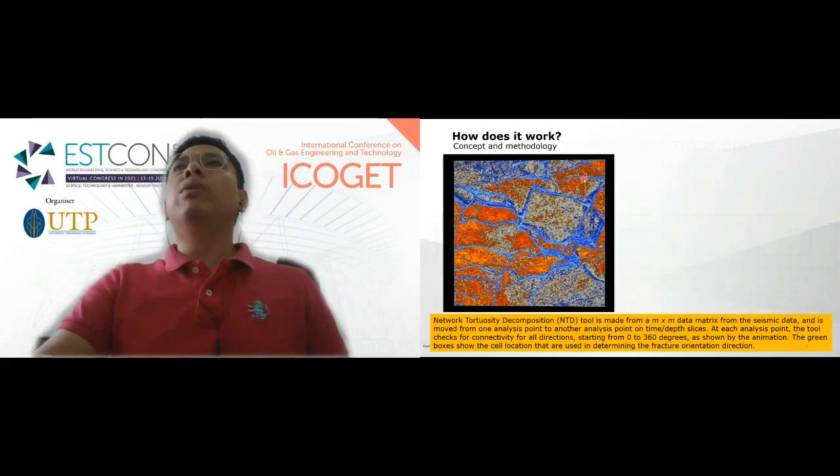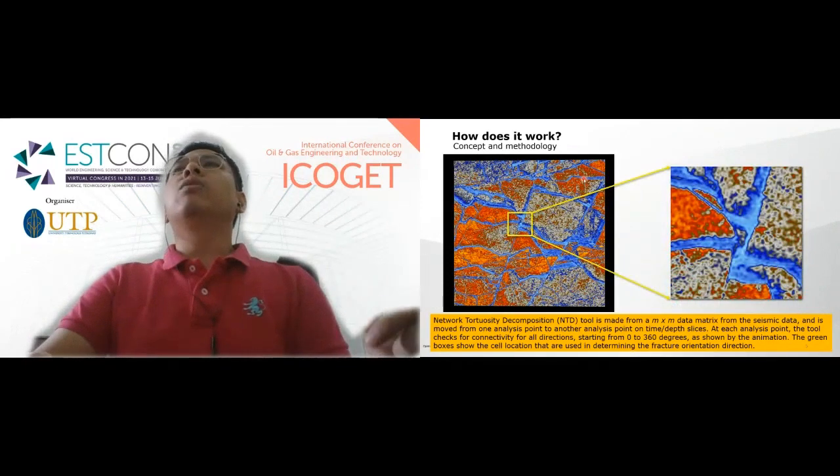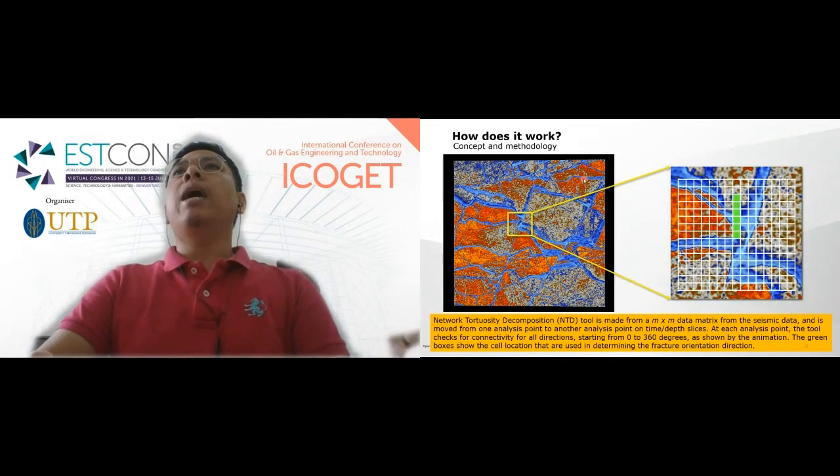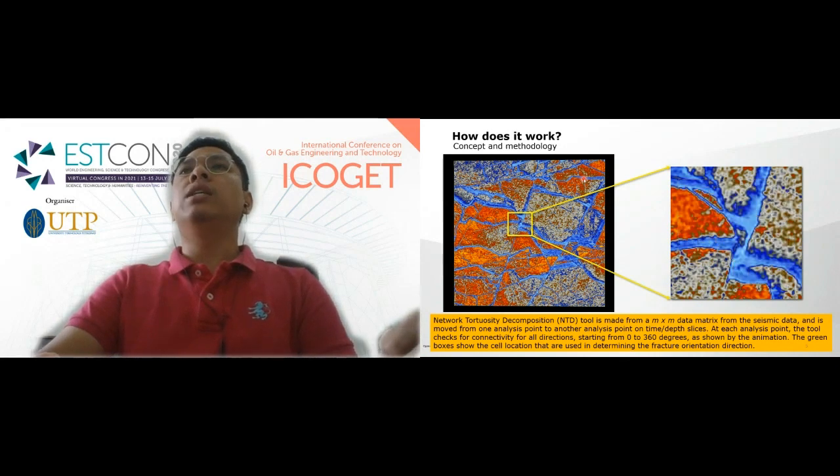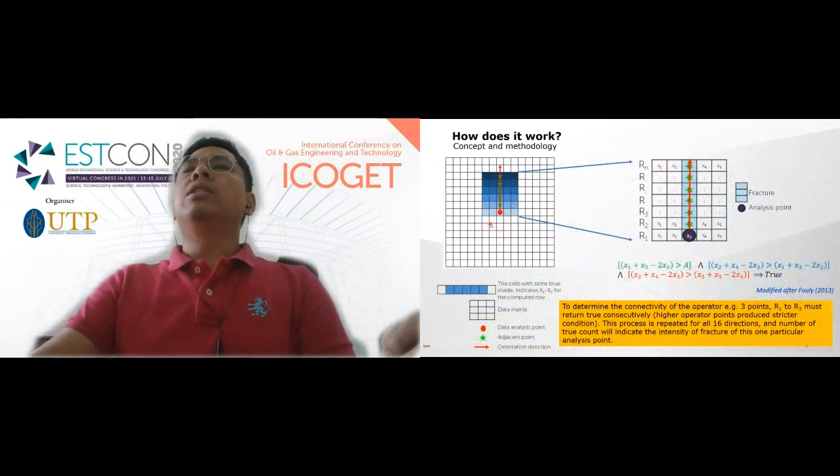First, the NTD operator will divide our seismic data slice by slice and then make an M times M matrix from the seismic data. Next, we come to the identification of fracture or connectivity. The tool will check the connectivity for all directions, starting from 0 degrees to 360 degrees, as shown by the animation. The green boxes show the cell locations that are used to determine the fracture orientation. So now it will calculate the fracture between 0 degrees and 360 degrees. Here, the red dot is the analysis point.